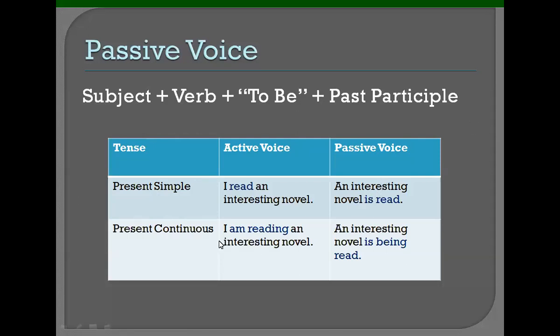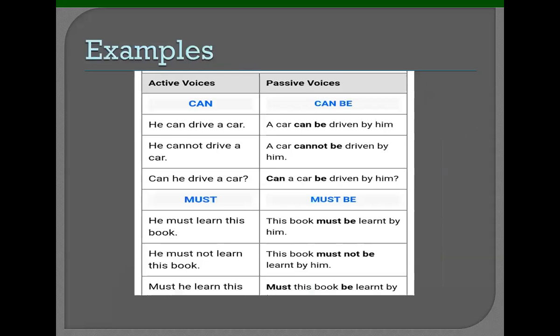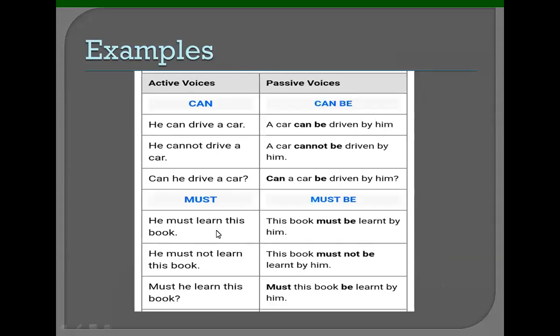Okay. Then come to this one, present continuous. I am reading an interesting novel. The passive voice, what is there? An interesting novel is being read. Now see the examples. You can note these examples also. Active voices and passive voices. We are going to use can or can be and must be. Okay. We will see the first.